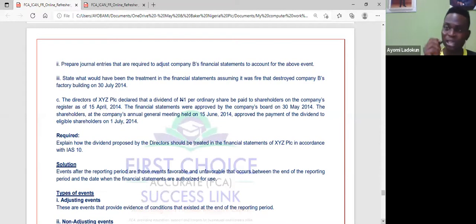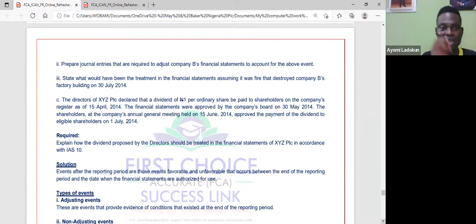You now say, prepare the journal entry that is required to adjust. So even if you don't know the answer to that first part, seeing this, prepare journal entry, automatically you should know that that's an adjusting event. So what do you now debit? Bad debt. That's a profit or loss item to reduce your profit, because you already recognized that revenue, 50 million in revenue. Then you take it to receivable. Now go and credit your receivable with that 40 million. Okay, so that's it. Now look at part 3.